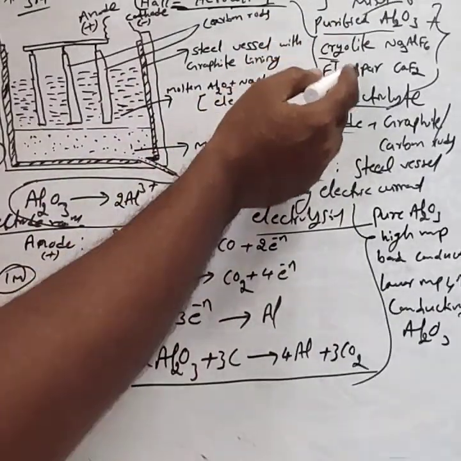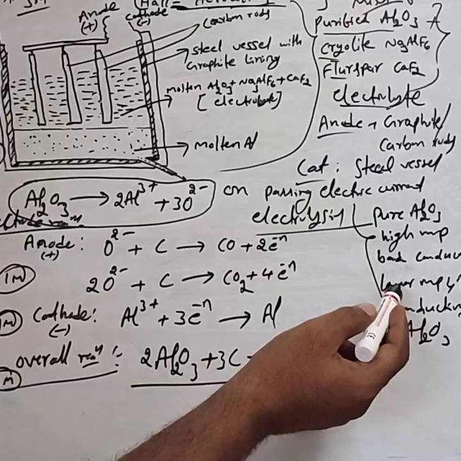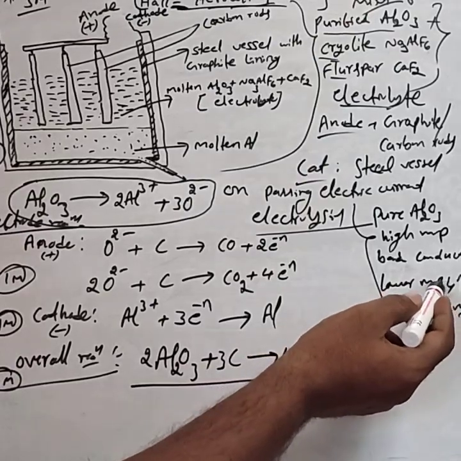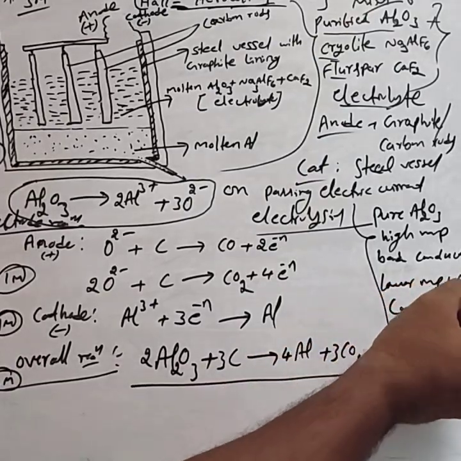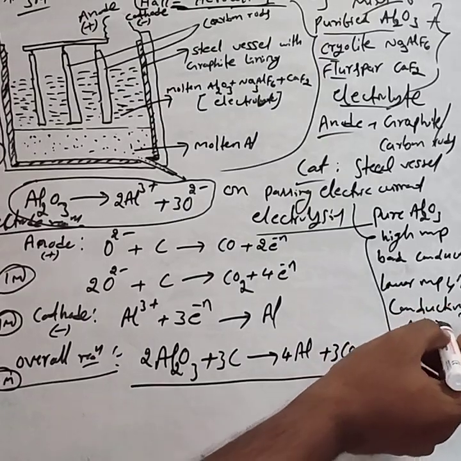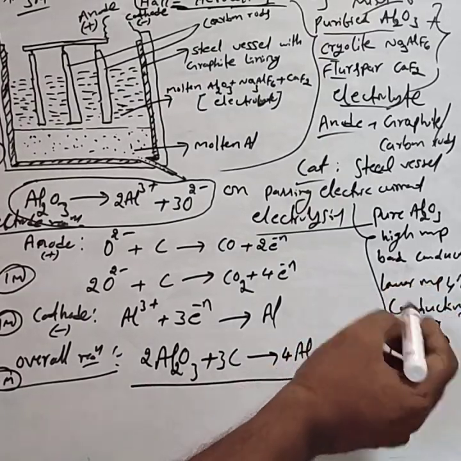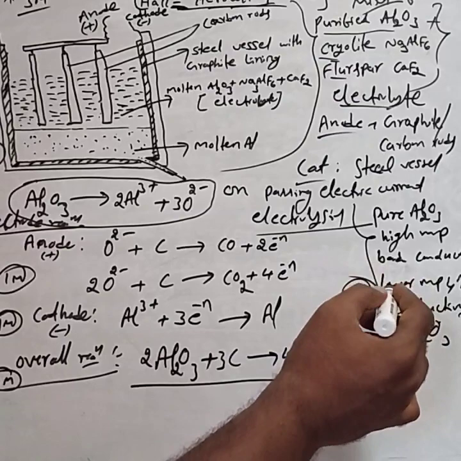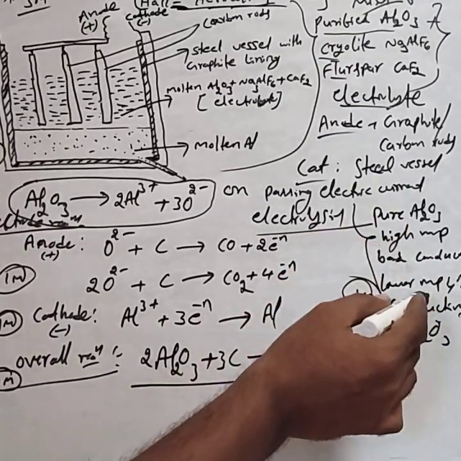That is, the role of cryolite and fluorspar is to lower the melting point and to increase the conductivity of alumina. This is for 1 mark. This is also 1 mark. They can ask this reason also.